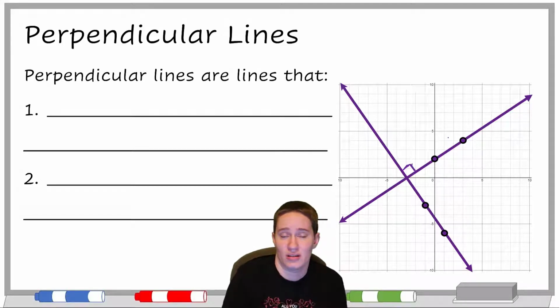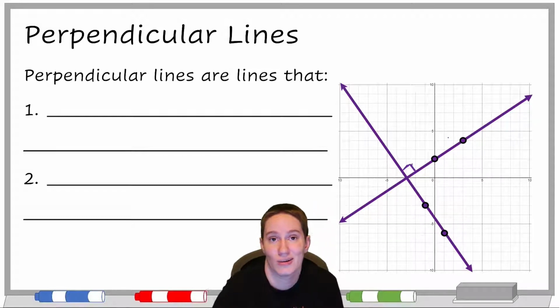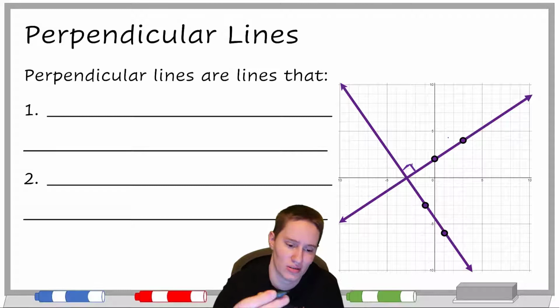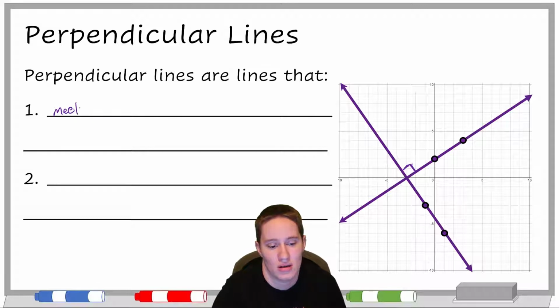Hopefully at least some of those words are things that you're familiar with. If not, welcome to what a perpendicular line is, or set of lines are. Perpendicular lines are lines that meet at a right angle.